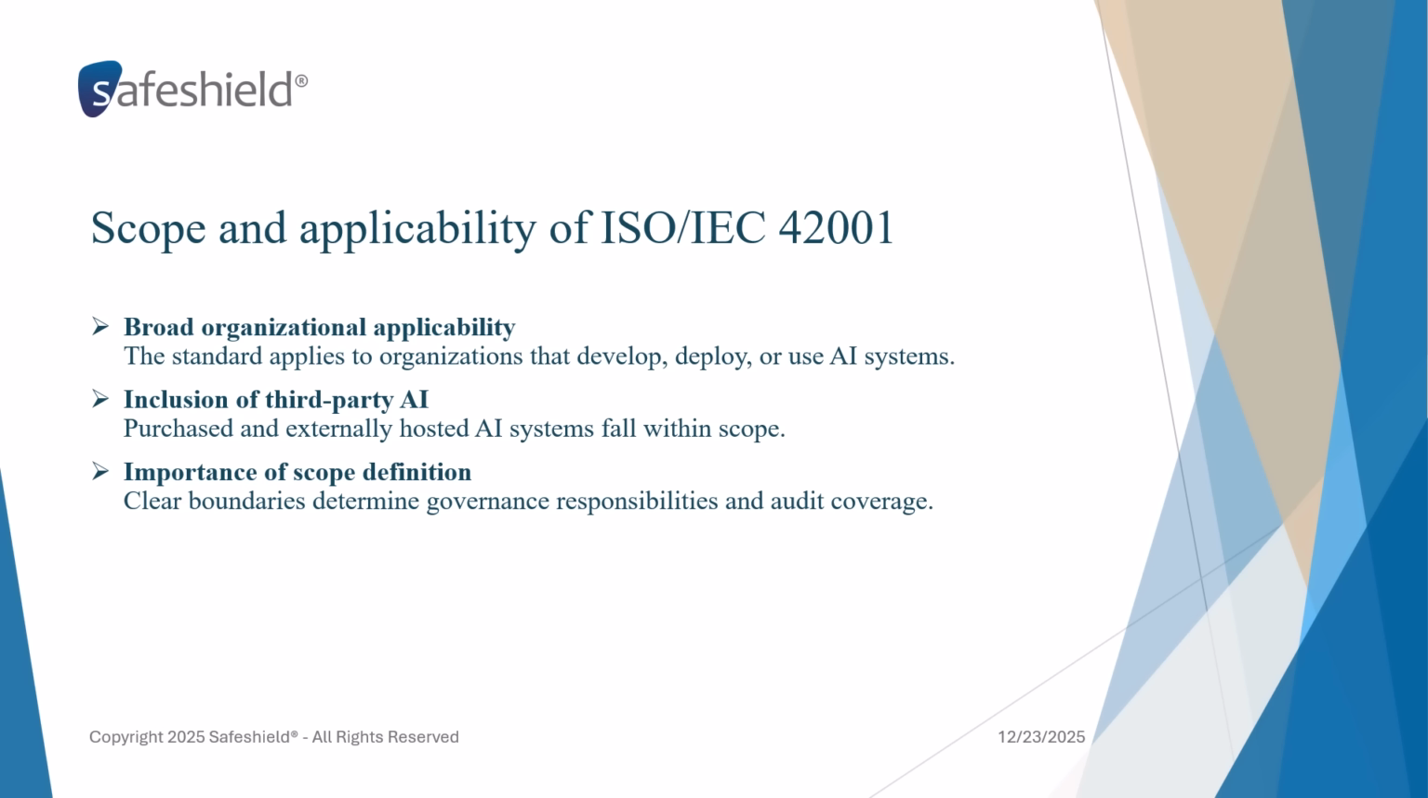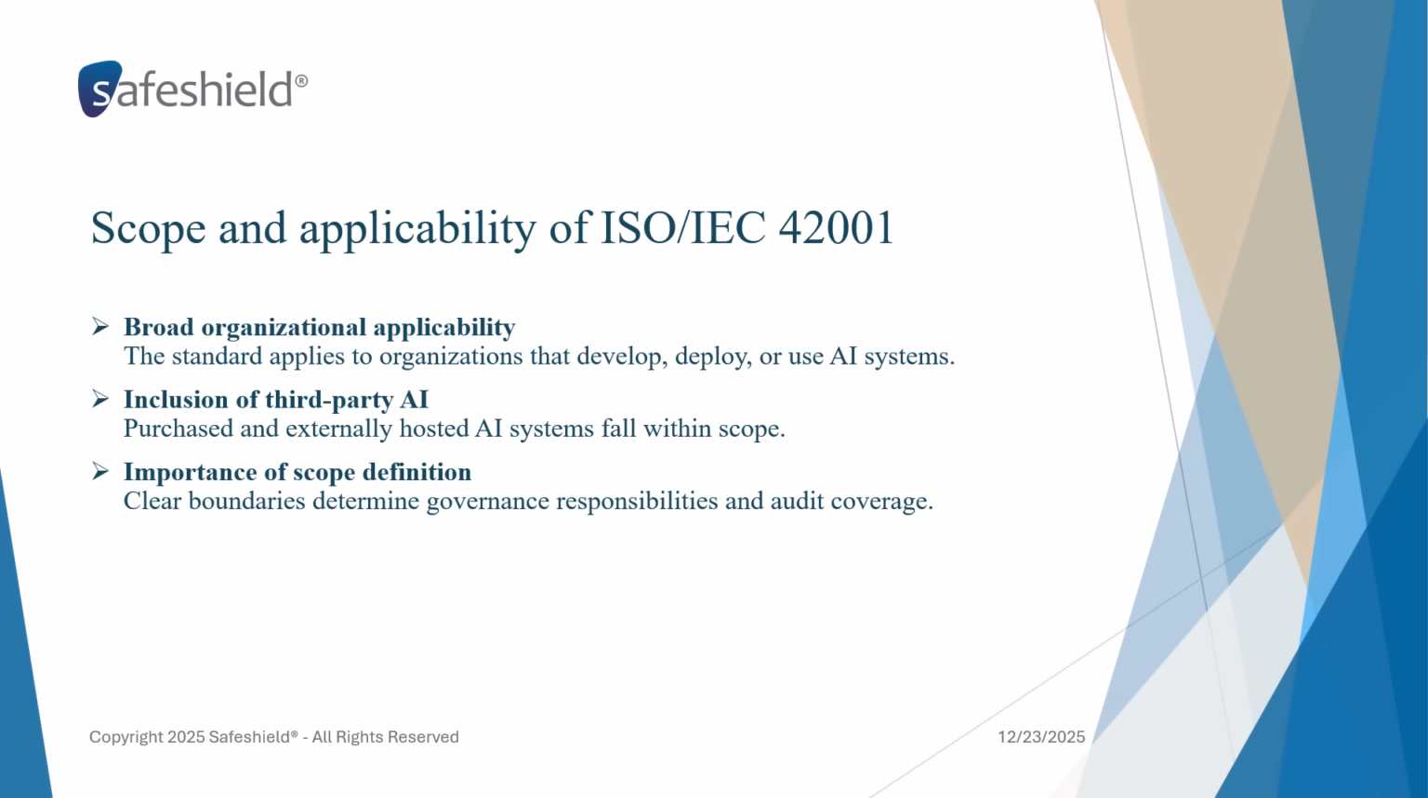The scope of an AIMS is defined by the organization and must reflect the AI systems, processes, and activities under management. Scope definition is a foundational step because it determines which AI systems are subject to governance, risk management, and audit activities. The scope may include all AI systems used by the organization or may focus on specific business units, products, or high-risk use cases. Clear scope boundaries are essential for both implementation and auditing, as they directly affect evidence collection and conformity assessment.